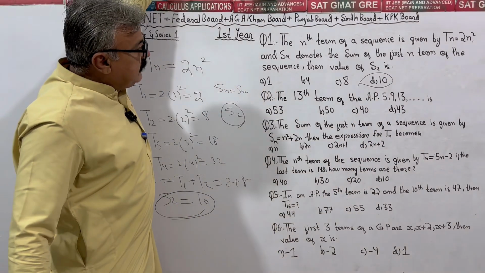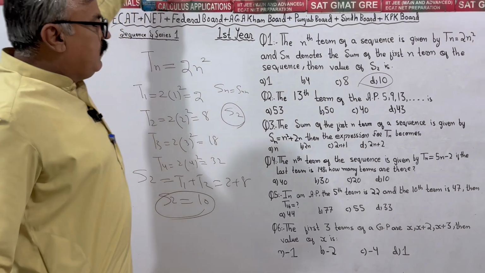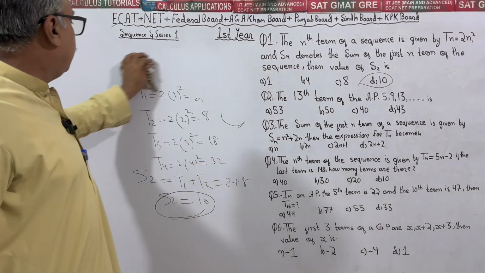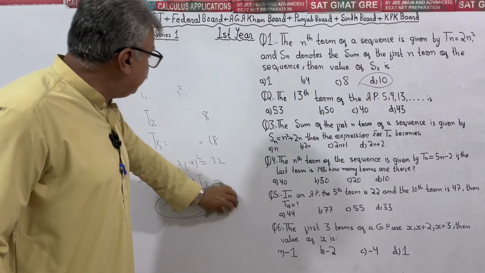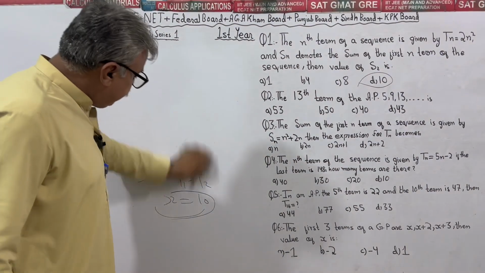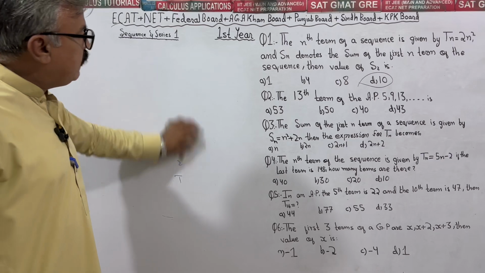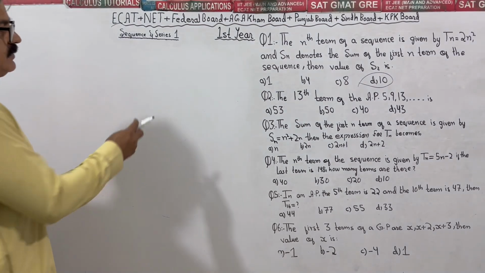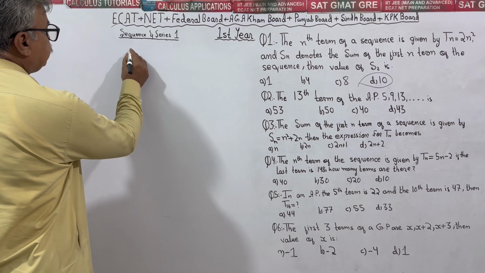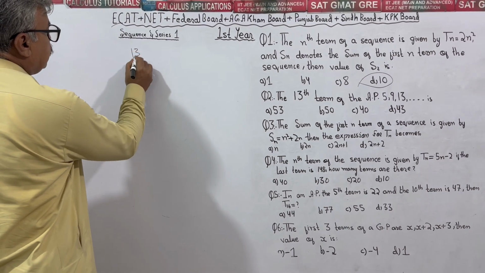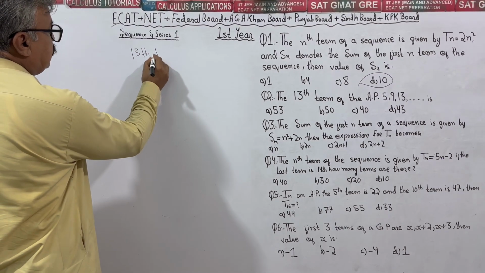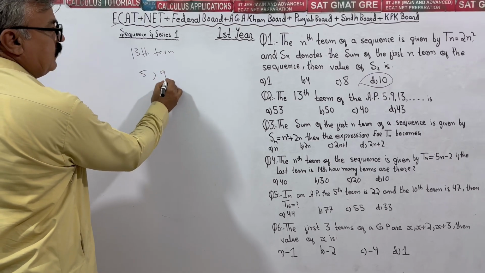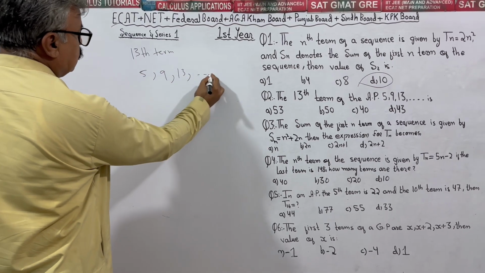The second question is to find the 13th term of an AP. It is also mentioned that it is an AP. We are already familiar with the prerequisites for handling an AP. We should have a fair idea about the first term, the number of terms, and the common difference. We are asked to find the 13th term, and the sequence runs 5, 9, 13 and so on.